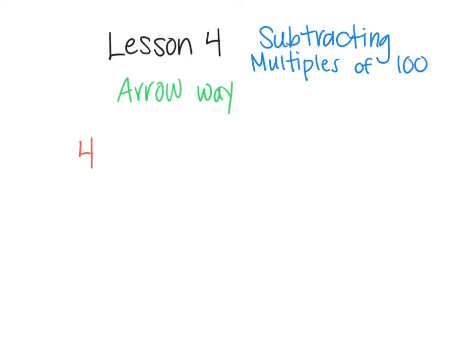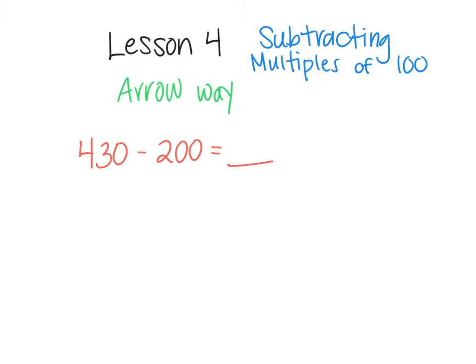So let's get started. The first problem I'm going to talk about is if we were to see a number and it was 430 take away 200, how could we figure that out? One thing is that we could do this the arrow way, and that's the strategy that these lessons want you to practice, even though we know that there's other strategies that we can use. So remember, this is just another tool to use.